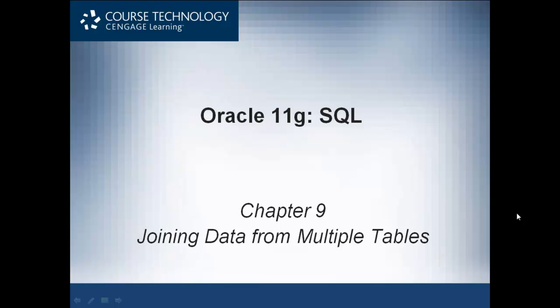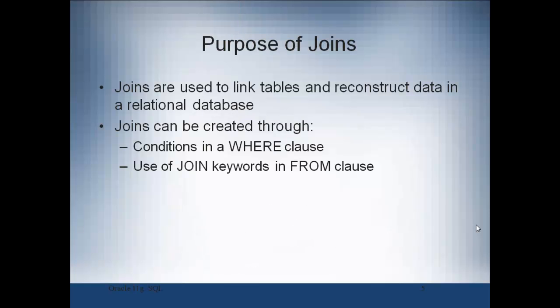One of the things I want you to keep in mind is that you have to join two tables that are already related. The tables are related when you create a foreign key constraint. So the purpose of joins is so that we can reconstruct data in a relational database, gather data from multiple tables, and use that data in a report. We create the joins in one of two places in our select statement. The first is the where clause, but you can also create joins in the from clause using join keywords.